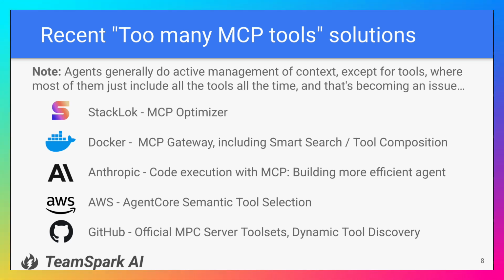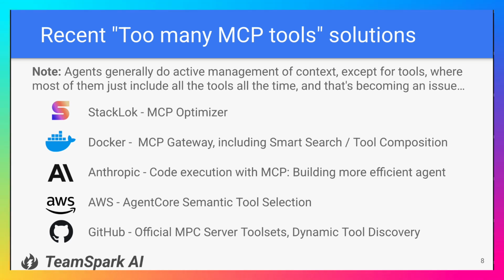So just as a quick run through of this, StackLock introduced this thing called MCP Optimizer, which is a fairly simple MCP server that sits in front of a bunch of other MCP servers. And what happens is the client gives the MCP Optimizer a prompt. It figures out the top handful of MCP tools that are probably relevant to that and gives back only that set of tools. So it massively cuts down the amount of tokens used. It focuses the clients and the models on solving the problem.